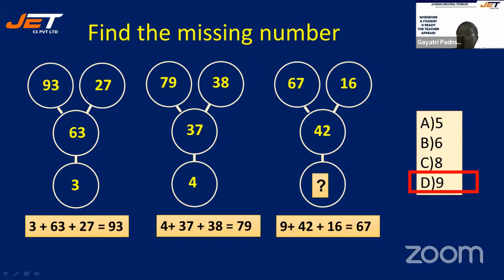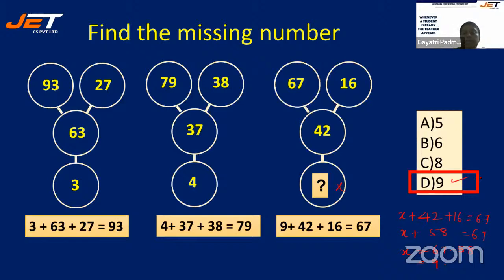In other words, you can also write it as, how do you find out? You can take this as x. So x plus 42 plus 16 is 67. So x plus 58 is 67, so x should be equal to 67 minus 58. All right, so it should be 9. That is how you are choosing 9 as the correct answer.